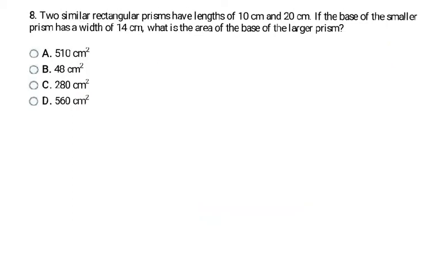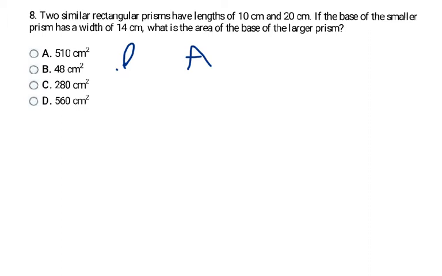All right, so number 8 says 2 similar rectangle prisms have lengths of 10 centimeters and 20 centimeters. If the base of the smaller prism has a width of 14 centimeters, what is the area of the base of the larger prism? So here I can go ahead and set up a proportion using the lengths and areas of the two prisms. But that means we need to figure out the area of the base of the smaller prism first.